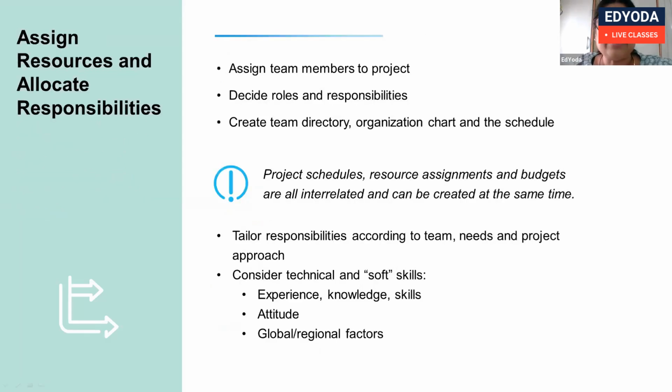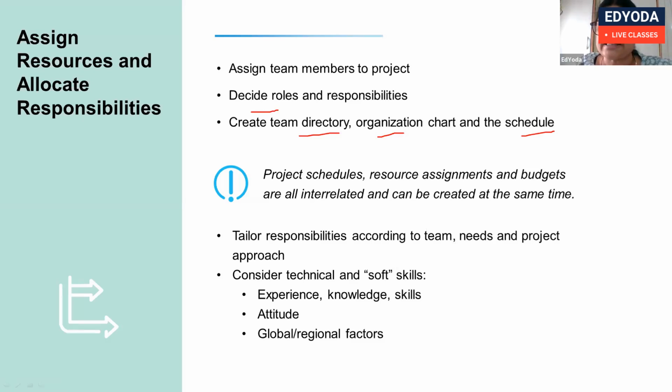What we are learning now here, we are doing the planning. We have not yet started the executing part. These are all part of the planning. Assign resources and allocate responsibilities. Assign team members to project. Okay. Decide roles and responsibilities. Create team directory, organization chart and schedule. Maybe you can say resource breakdown structure.